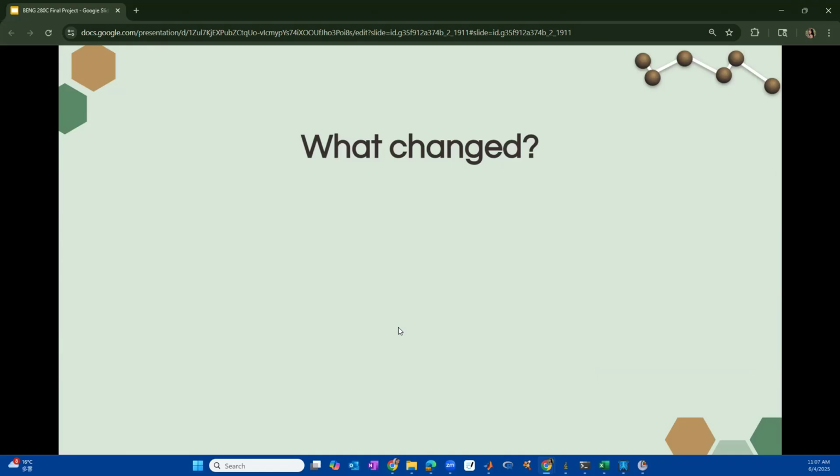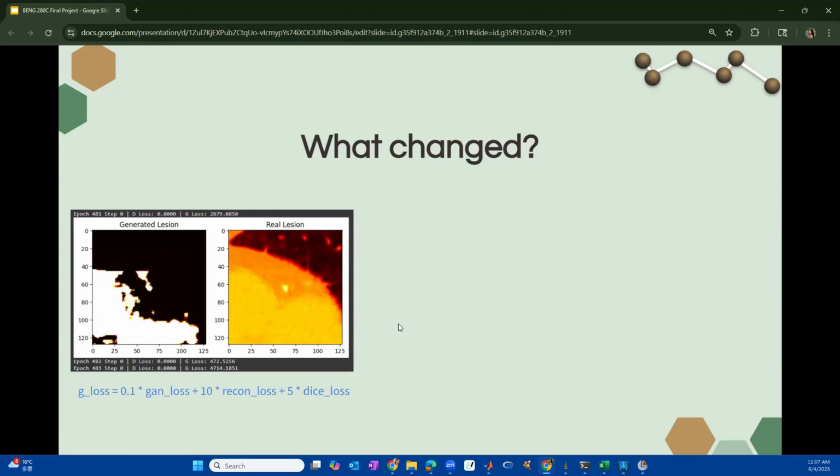Also, the result you just saw on the last slide comes from our best performing model so far. But before getting there, we experimented with different loss function weightings. Initially, we used a low GAN loss weighting and a high dice loss weighting, because we wanted the model to really focus on the lesion structure. But as you can see, that version struggled to detect lesion edges properly. The boundaries are either so soft or completely missing.